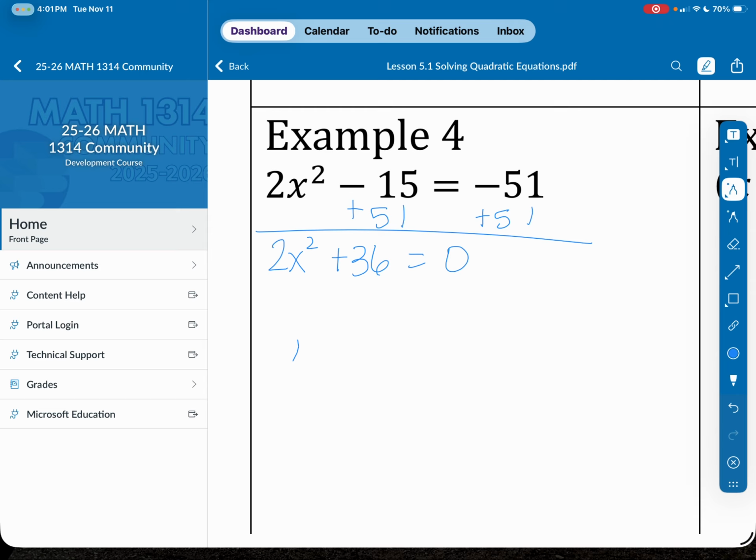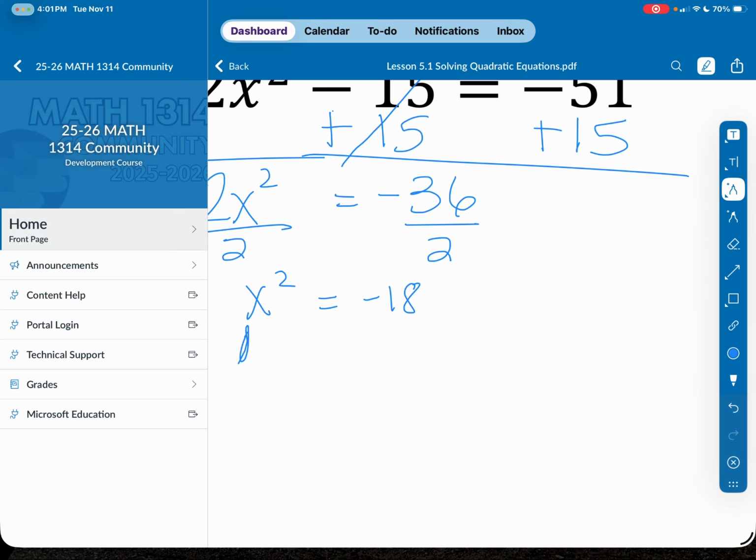Oh, wait. Hold on, I lied. We're not going to move the 51 over. We're going to move the 15 over. Let me ignore this. I'm sorry, y'all. So I'm going to add 15 to both sides because we're solving for x. Sorry, I was thinking we were factoring for a minute. So we get 2x squared equals negative 36. So I have to get x by itself. So the first thing I need to do is divide by 2. So I get x squared equals negative 18.